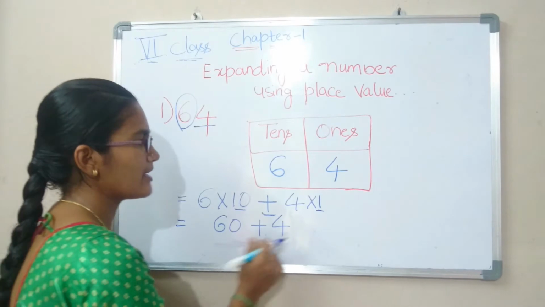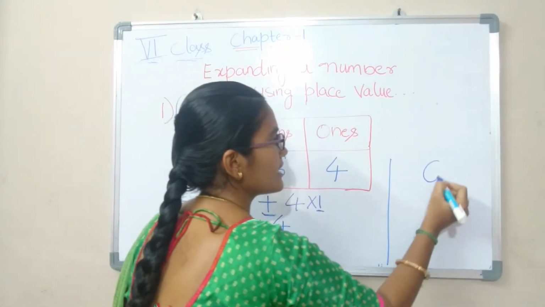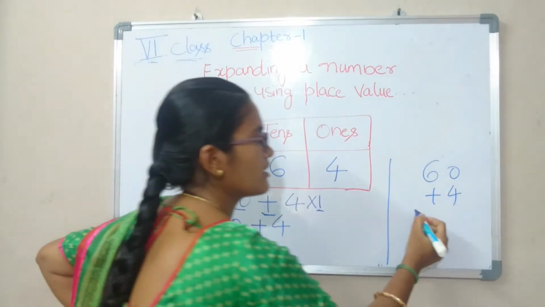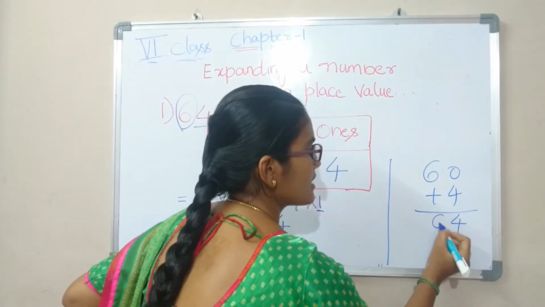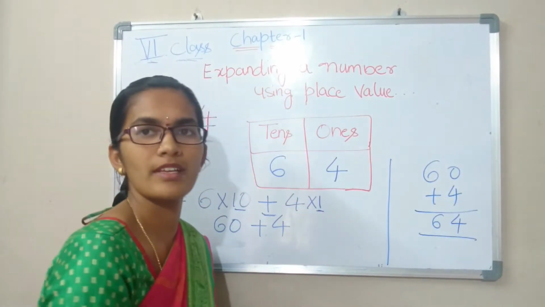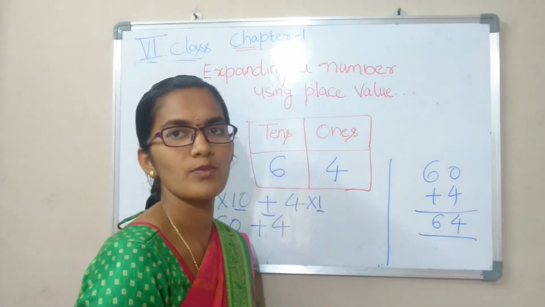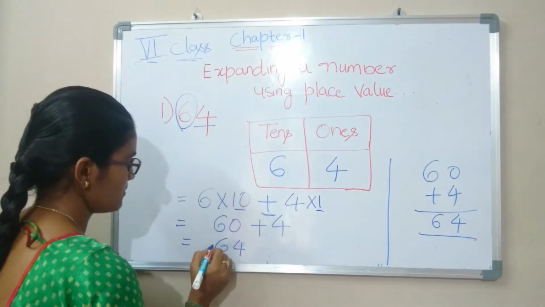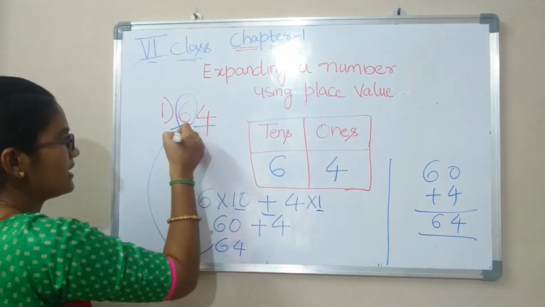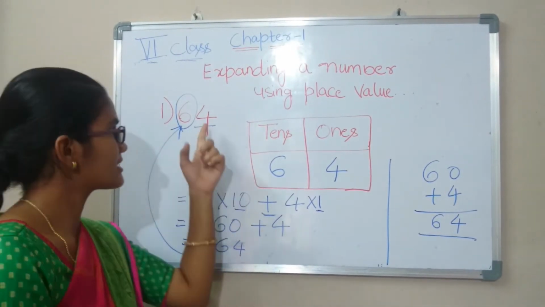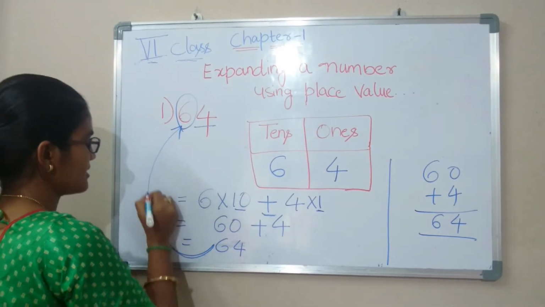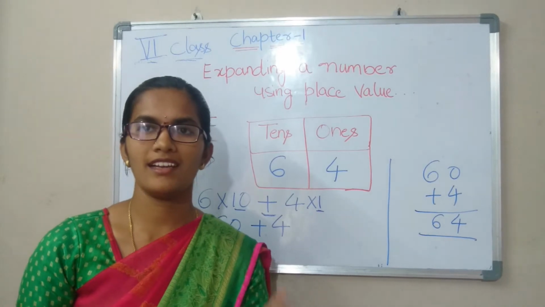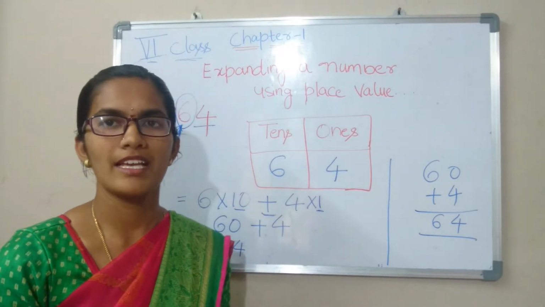Now, 60 plus 4 is what? 0 plus 4 means 4, and 6 as it is, we will get the number 64. We got the number 64 as it is. In this way we have to expand a number by using place values.